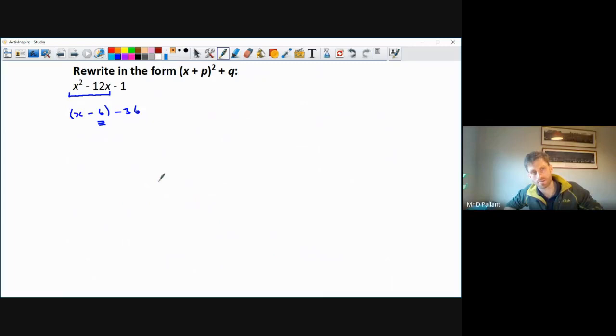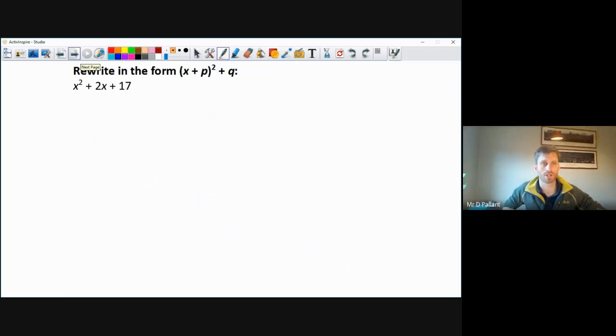So the clue's in the name, completing the square. But I've also got minus 1. I'm going to just put that on the end. So it's a two-step process because then I can combine those numbers to get minus 37. Now it does get harder, of course, so work with me. Right, you have a go at this one. Do have a go before you watch me do it, because it's engagement that's going to help us to learn this.